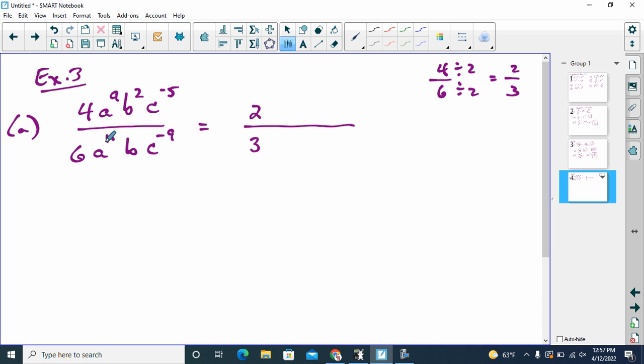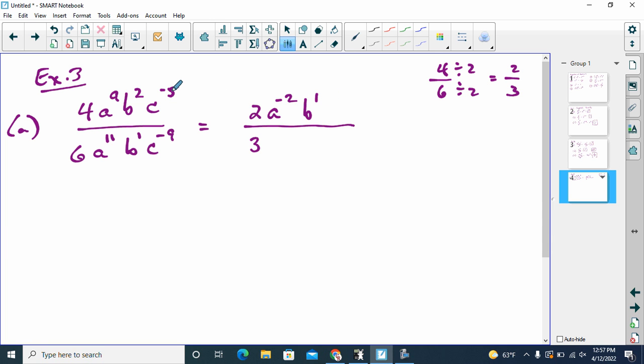I subtract the exponents on the a's. 9 minus 11 gives me -2. Subtract the exponents on the b's. Here I've got 2 minus 1. 2 minus 1 is 1. And when I subtract these, I'm always going to just put them on top to begin with. And then if they have a negative exponent, then I'm going to move them down to the bottom. And I'll do that on the next step.